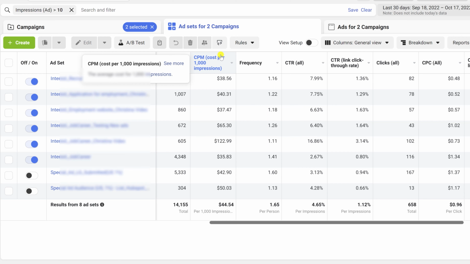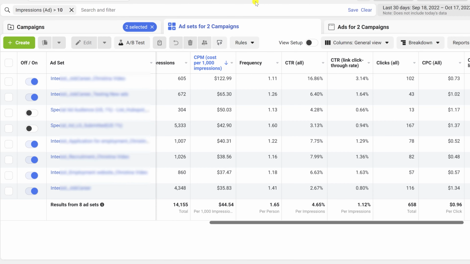First KPI that we are going to talk about is CPM. It's cost per 1,000 impressions on Facebook. And why is it so important to you? As you can see, I have here 8 different ad sets. These are all different audiences that I'm running right now. And if I filter by CPM, you can see that the difference is huge. The most expensive CPM that I have right now is more than $100. And the cheapest one for this particular campaign is $35.